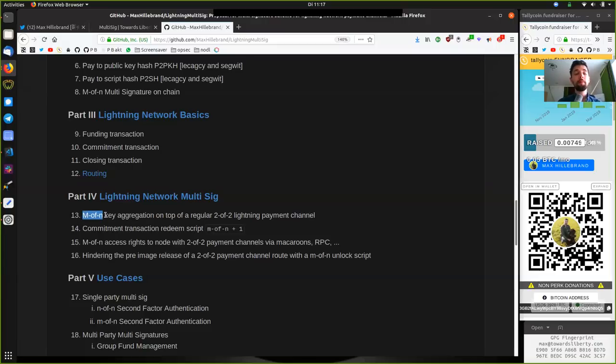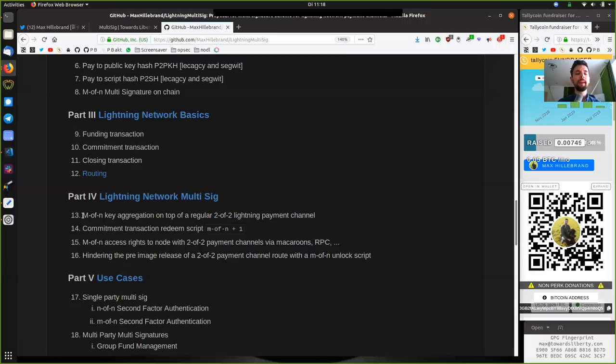So one would be M of N key aggregation on top of a regular 2 out of 2 Lightning Network payment channel. That would be something like Schnorr signature key aggregation, which hopefully is coming with one of the next Bitcoin upgrades. I will assume that Schnorr will be implemented, as it is such a vast improvement, especially with the nuances here of multi-sig. And I think we can do some cool cryptographic magic that hides the complexity of the multisig so that it looks on chain exactly like a regular Lightning Network channel would look.